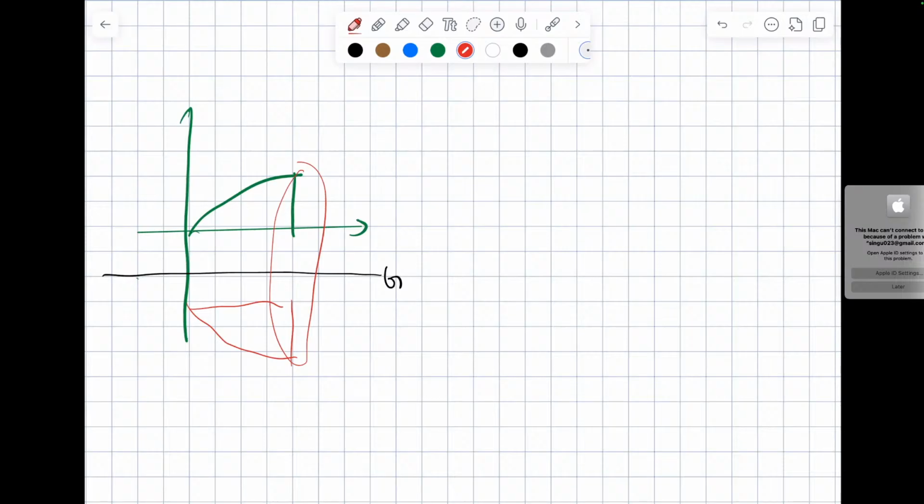Hey, hey, we're gonna find the volume of donuts. You gonna bring donuts?